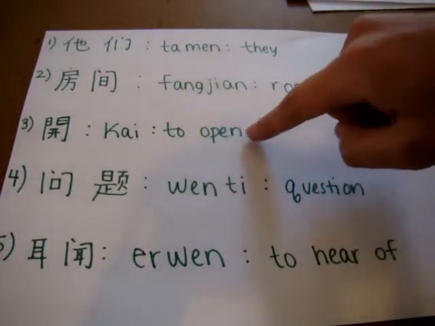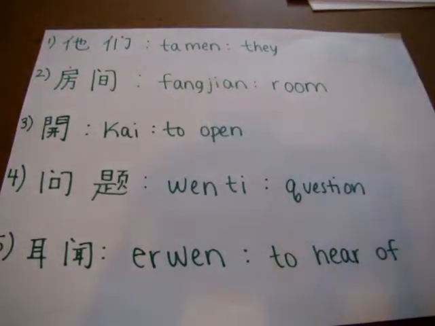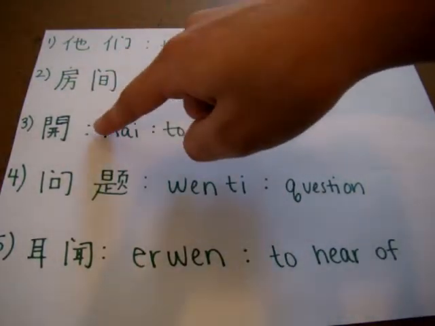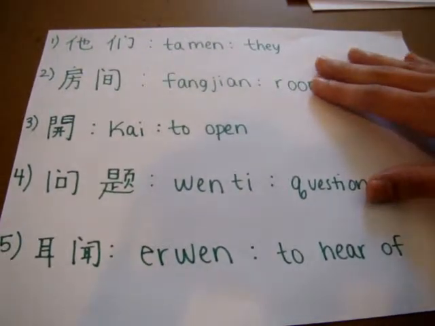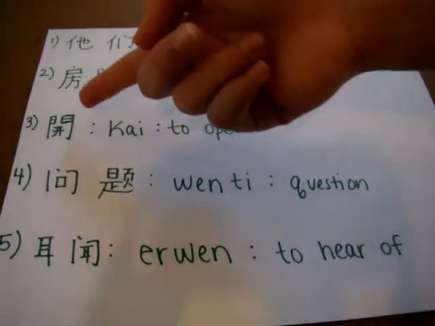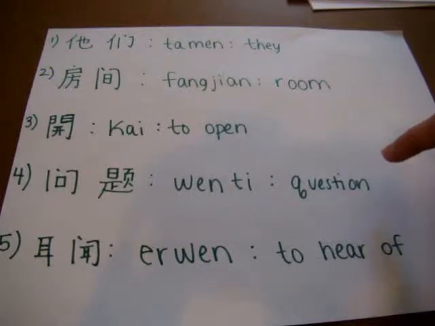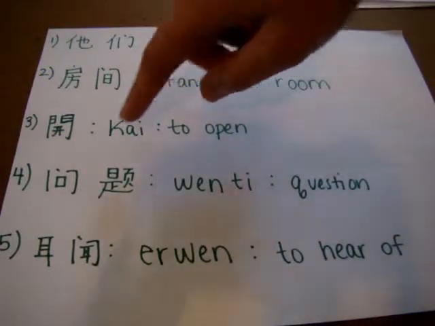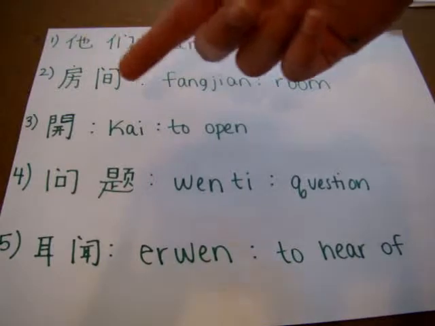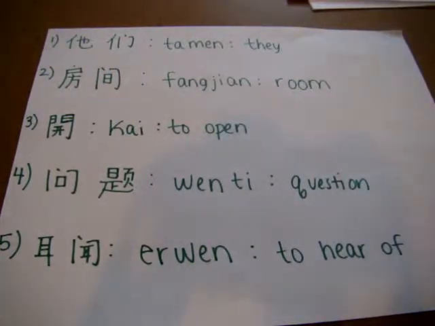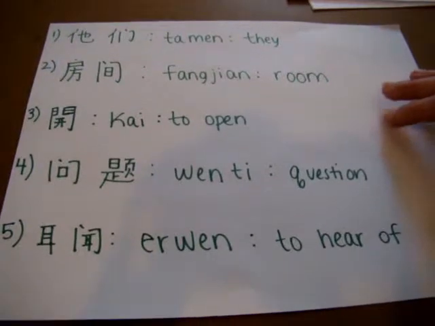And then we also have kai, which means to open. In this case, the radical is only present in the traditional form. And you use that in kai men, to open a door or something. The next word we have is wenti, which is question. And wen basically means to ask, and together they mean question. And maybe you're really curious about doors.